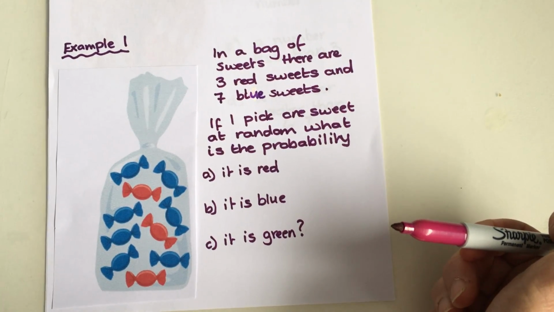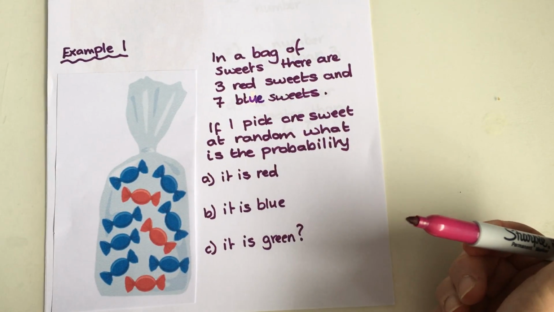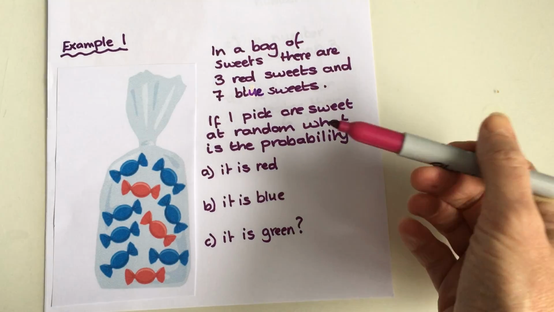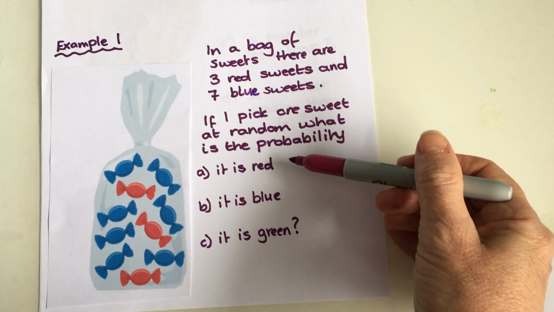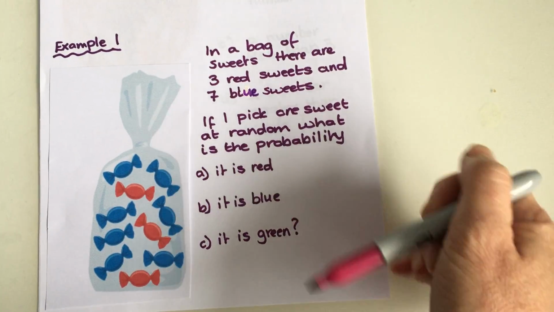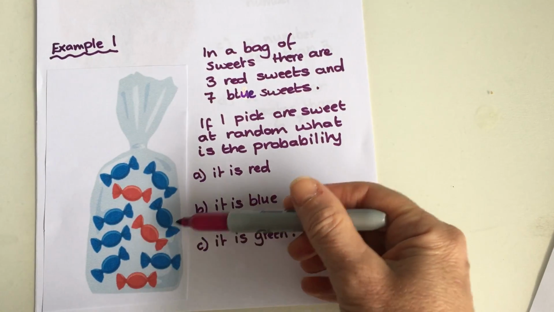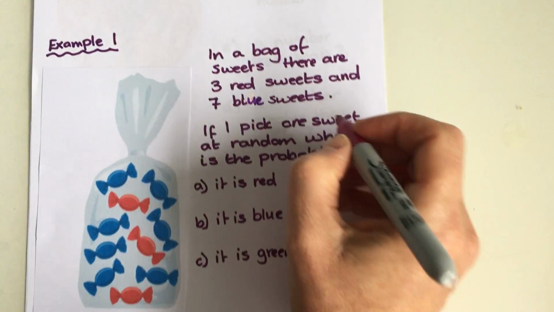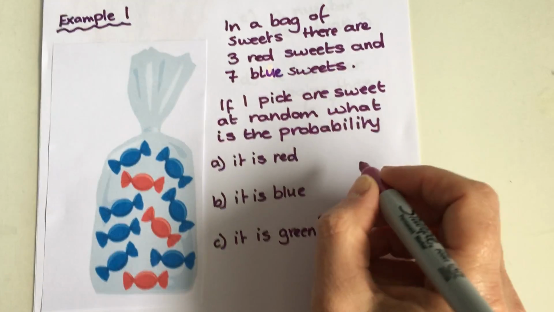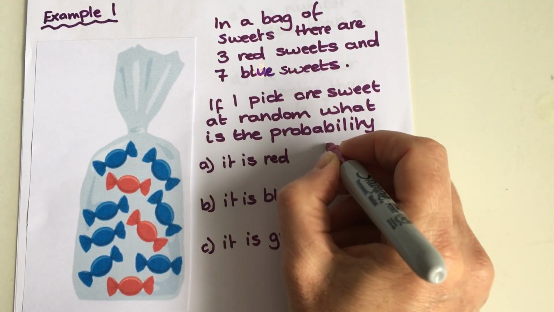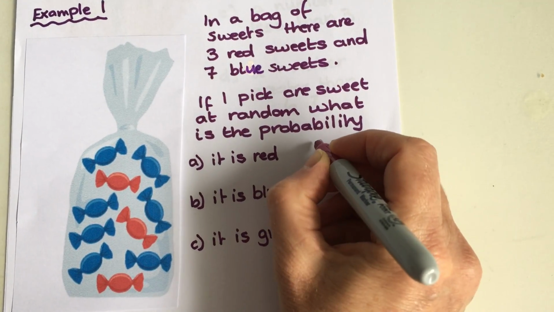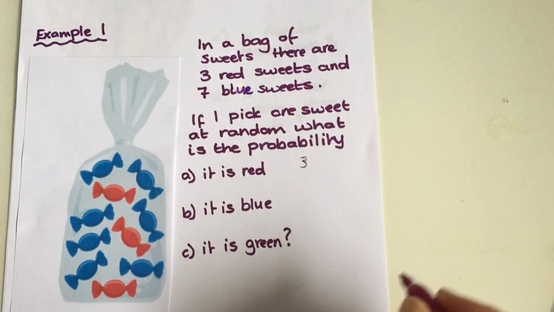So in this type of question, we're going to write it as a fraction. Now, a success is a red sweet. So we count up how many red sweets there are. And there are 3 red sweets. So our numerator, our top number on our fraction is 3.